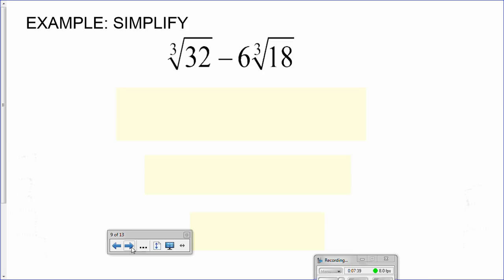Now with subtraction, same deal. Okay, we need them to be the same kind of radical. This is the cube root of 32, this is the cube root of 18. I can't add them or subtract them right now. So I go ahead and work it out.